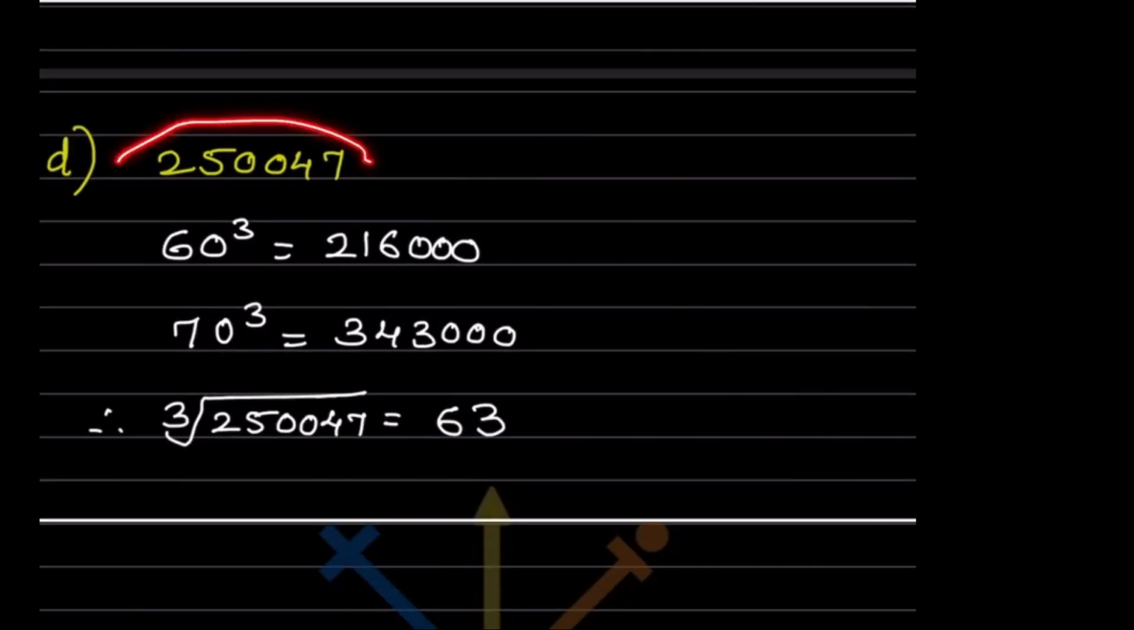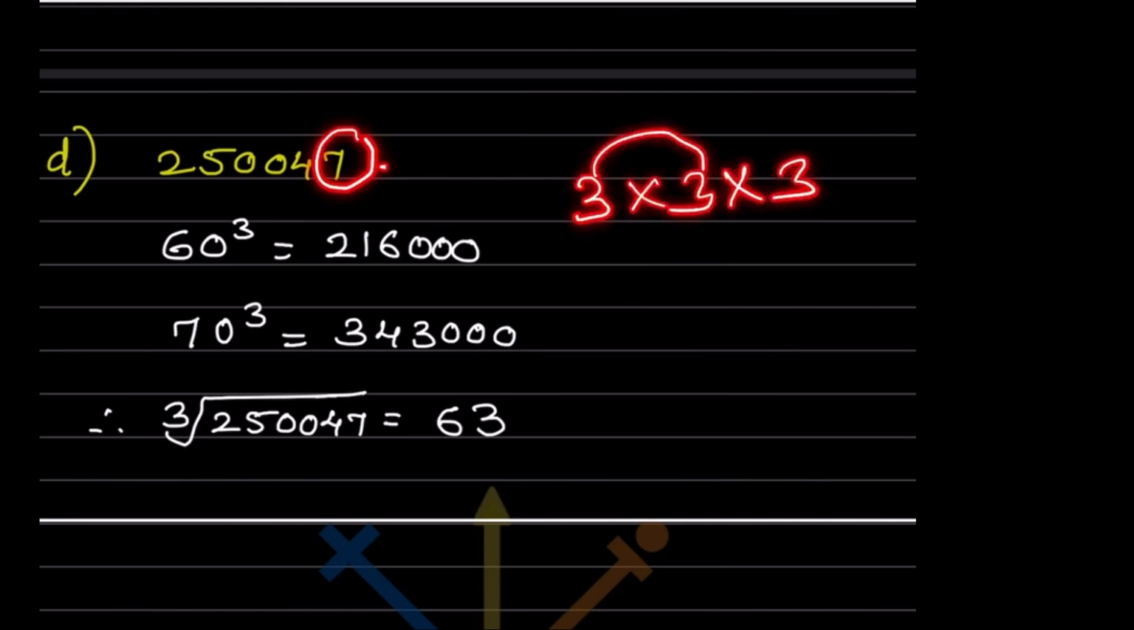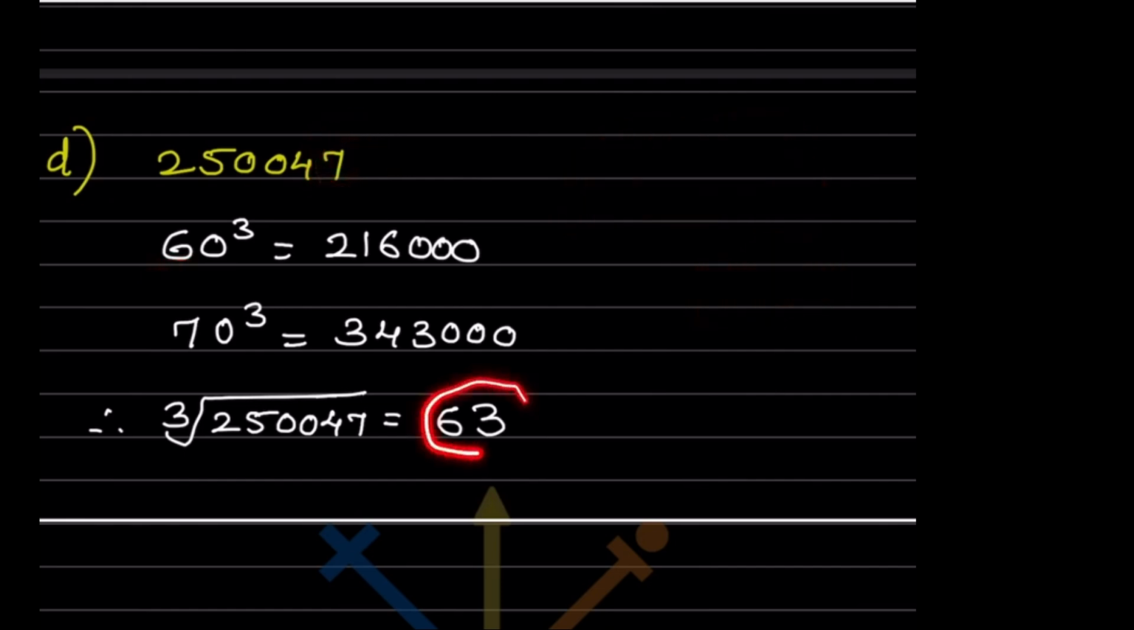Now see here. This lies in between 60 cube and 70 cube. Again here I said 216 and 3 zeros. This will be 343 and 3 zeros. So now again concentrate on 7. Where do we get 7? 7 we will get from 3 into 3 into 3, because 3 3s are 9 and 9 3s are 27. 27 means the unit place is 7. So what are you going to write here? 63. This is the only possibility.